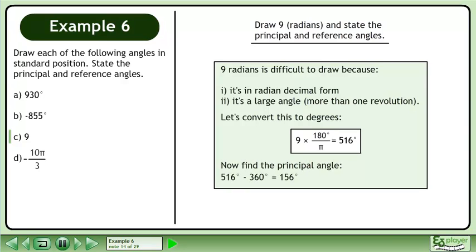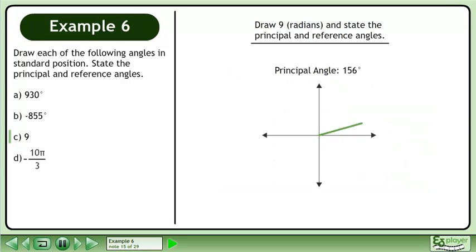Now find the principal angle. Start at 516 degrees, then subtract 360 degrees to get the principal angle of 156 degrees. The animation shows a terminal arm rotating to 156 degrees. The reference angle is the absolute value of 156 degrees minus 180 degrees, which is 24 degrees.